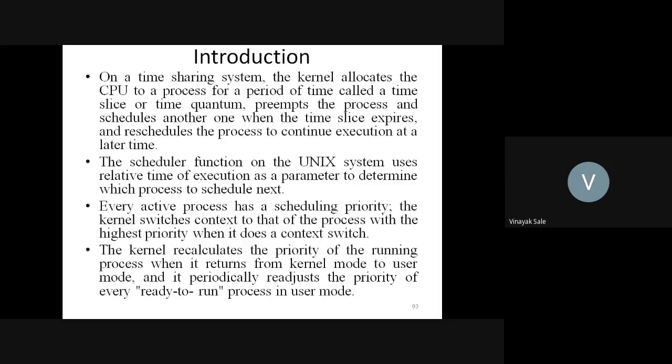So what is process scheduling? On a time sharing system, the kernel allocates the CPU to a process for a time slice or quantum, preempts the process and schedules another when one time slice expires, and reschedules the process to continue the execution at a later time.